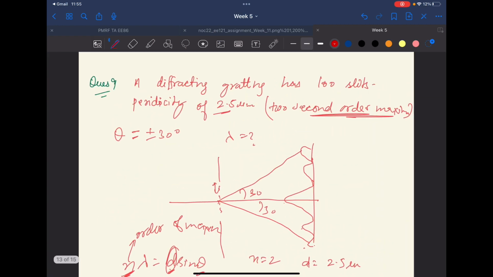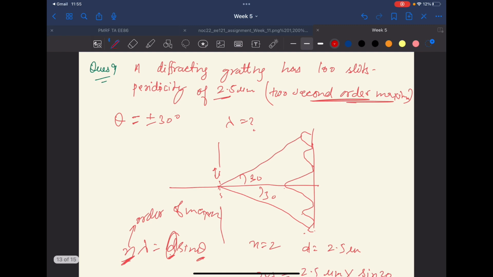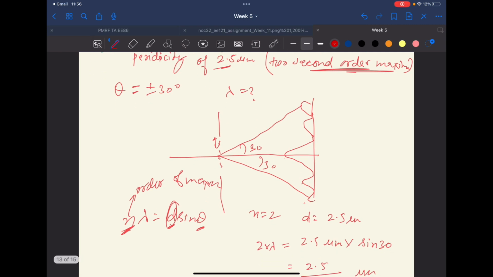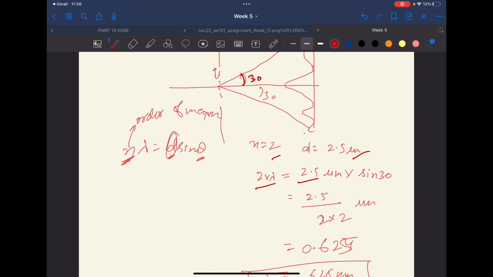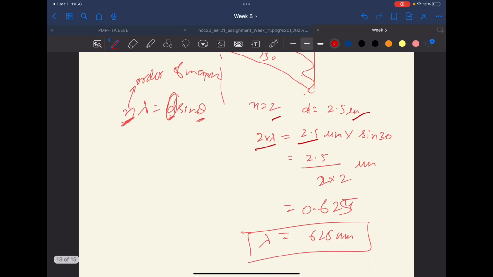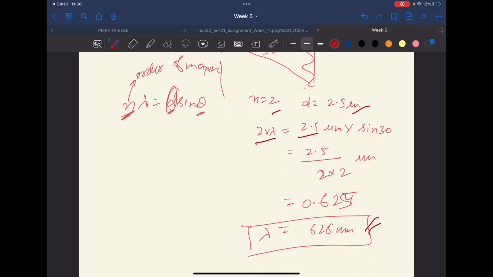And this question number 9: a diffraction grating has 100 slits, periodicity of 2.5 micrometer, and the second order maxima theta will be plus minus 30 degree. What will be the lambda? So we know theta is equal to 30 degree. The order of maxima is n lambda equal to d sine theta. So n is equal to 2, second order, and d is 2.5. So 2 lambda will be 2.5 micrometer into sine 30. So this lambda is 625 nanometer.